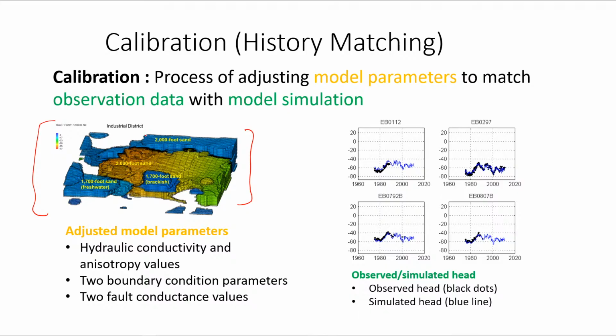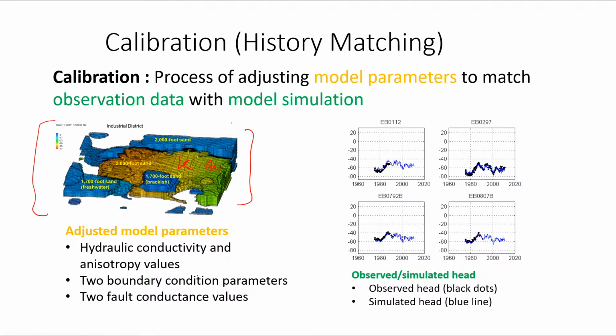So I created this model and I adjusted the hydraulic conductivity, just one K value. And anisotropy, that's the second parameter. So I have two parameters here, and the boundary condition value here, I raise it up or down.